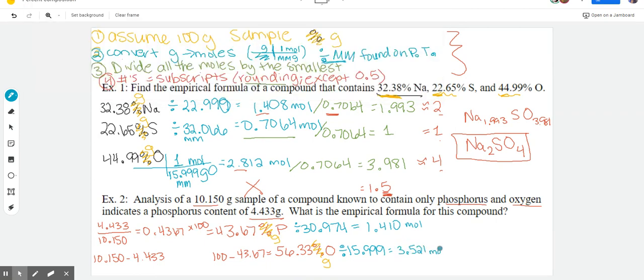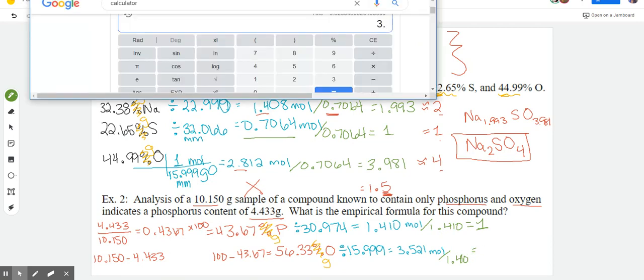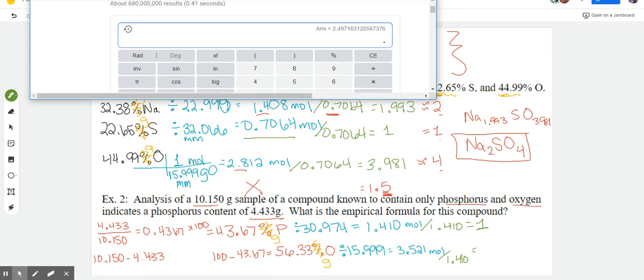Okay, so now that we have our moles, we're in the third step. We're going to divide all of these by the smallest. So looking here, I have 1.41 moles or 3.5 moles. So we're going to divide it by this 1.410 so that we can have one of them come out to be 1. So this divided by itself would be 1. This one over here, we end up seeing that 3.521 divided by, you can see the answer way up here. So it says 2.5.